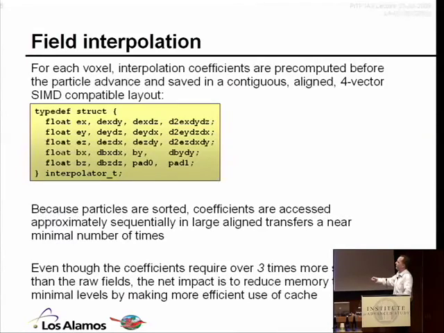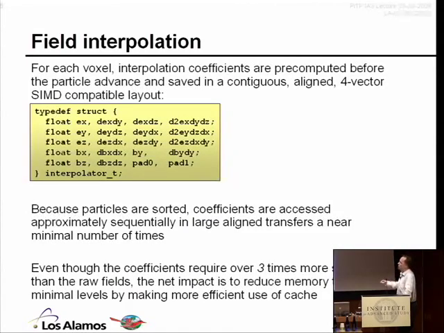And they're laid out in a nice SIMD compatible form for these 4-vector machines. And that's just great. Again, our cache has an easy time accessing this. They're all nicely aligned in memory and nice and contiguous. And because our particles are sorted, our coefficients are accessed approximately sequentially, with large aligned transfers.